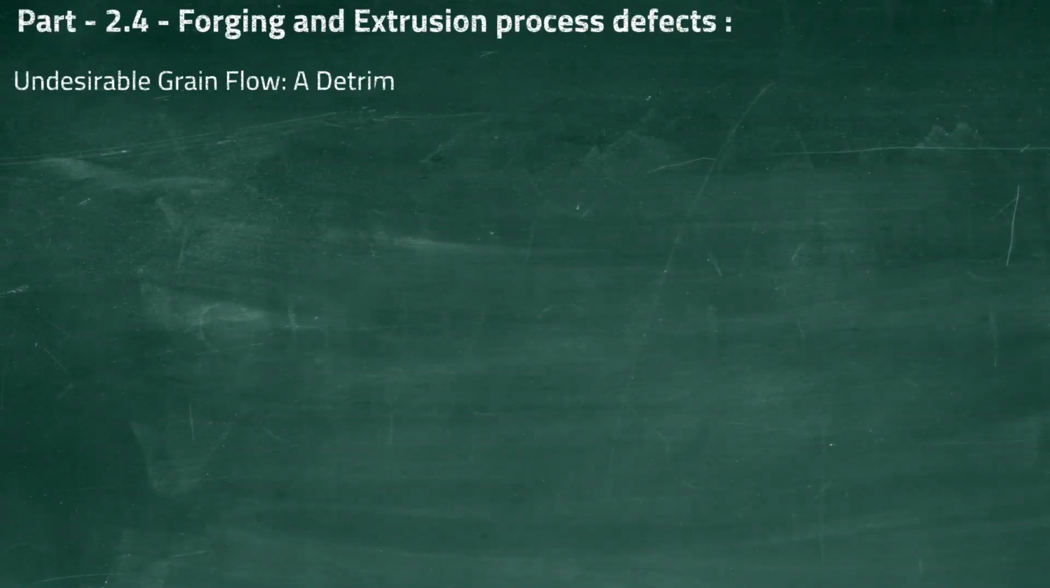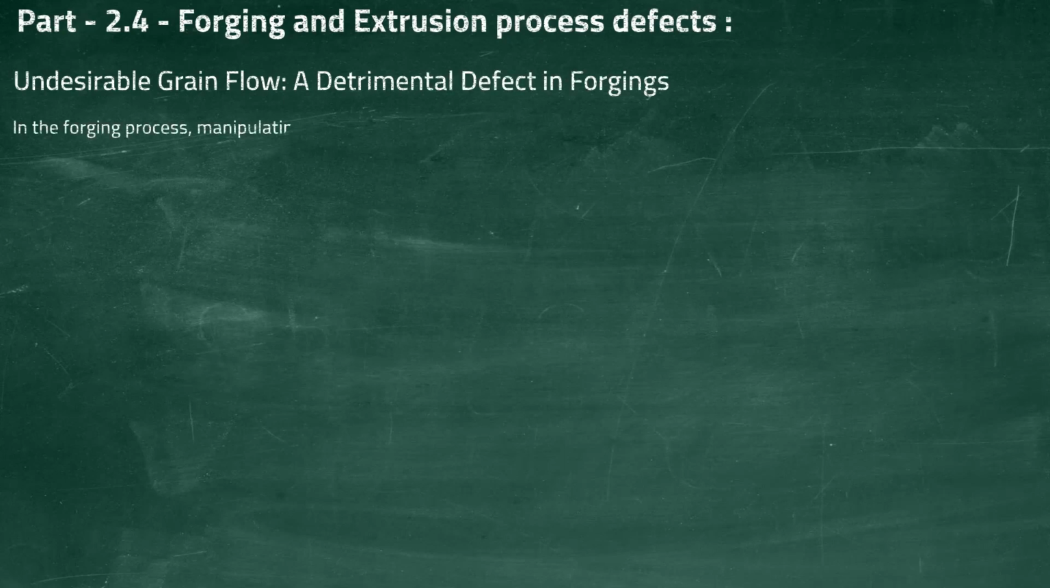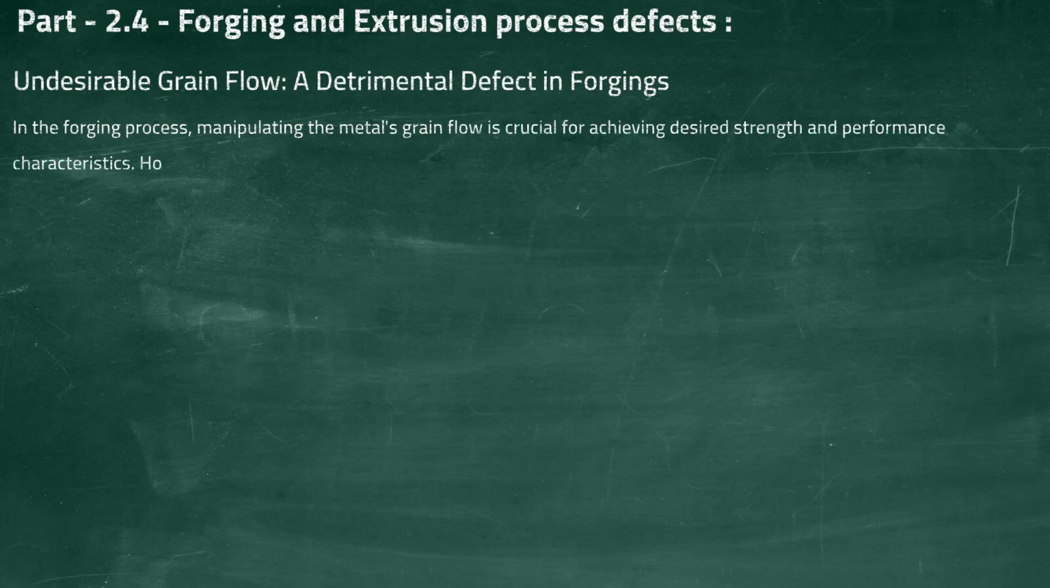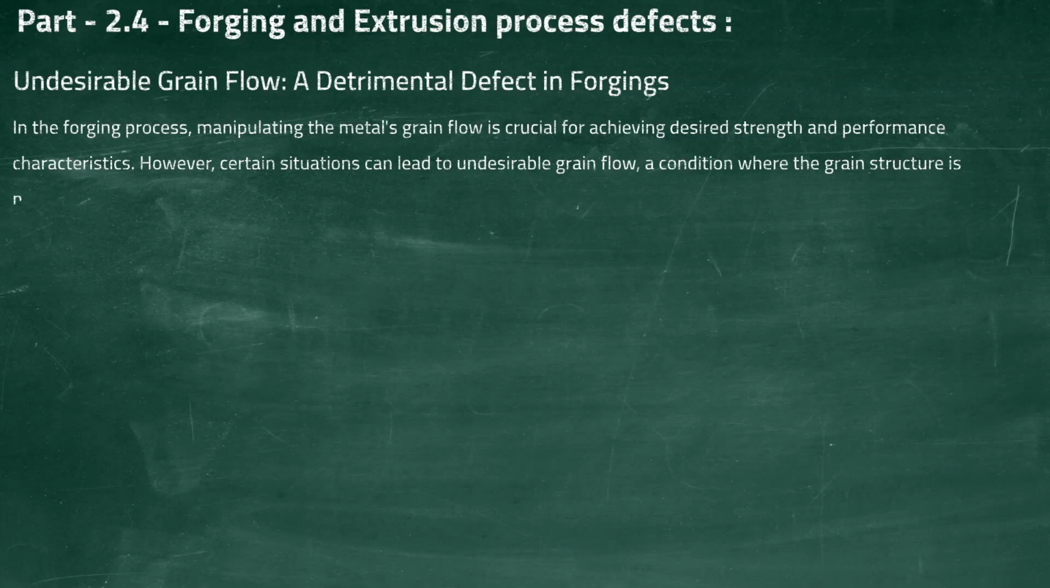Undesirable grain flow, a detrimental defect in forgings. In the forging process, manipulating the metal's grain flow is crucial for achieving desired strength and performance characteristics. However, certain situations can lead to undesirable grain flow, a condition where the grain structure is non-optimal and negatively impacts the forged part's properties.